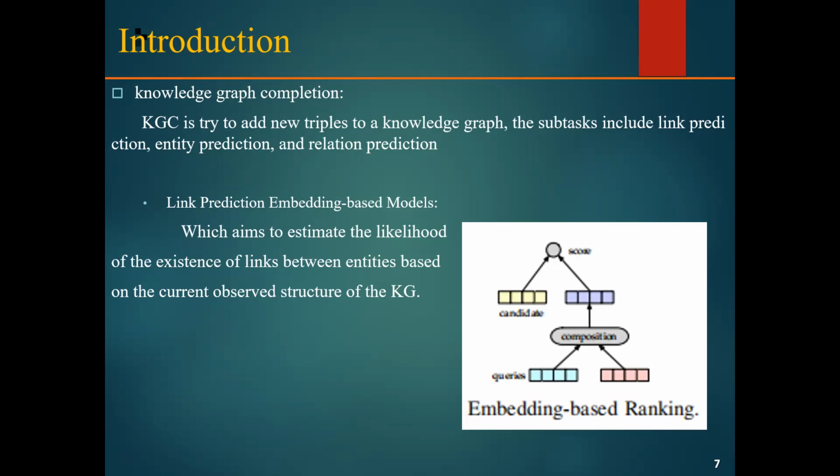Link prediction is the main task of knowledge graph completion, and it tries to estimate the likelihood or probability of the existence of links between entities based on the current observed structure of the knowledge graph or its embeddings. In simple words, it takes the embeddings of the knowledge graph and tries to estimate the likelihood that the newly added entities are related to the already predefined entities in the graph.